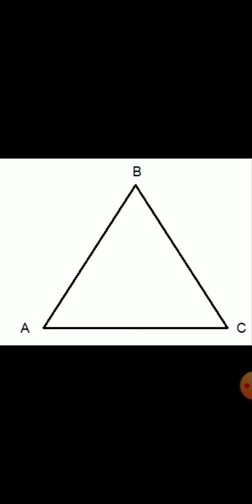So a triangle has three sides, AB, BC, and AC for this example. And it has three angles, which are angle A, angle B, and angle C. Also, it has three vertices, A, B, and C. So this figure is called a triangle. This is triangle ABC. Now, if we don't want to write the word triangle, we can use a symbol to write triangle, the symbol of triangle.